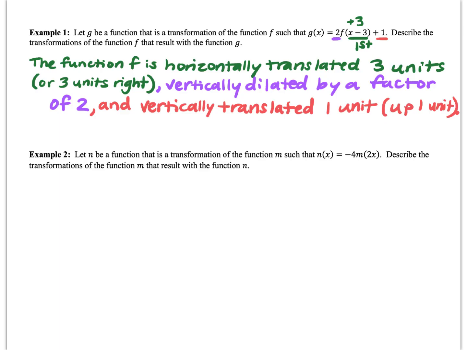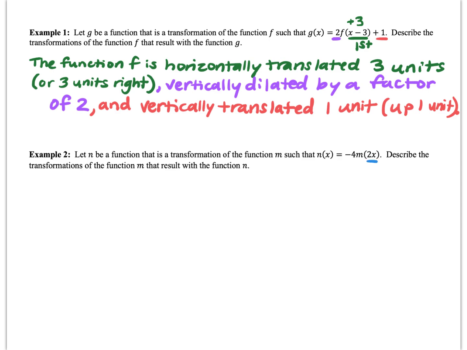Here's another example. We're going to let n be a function that is a transformation of another function m, such that n of x equals negative 4 times m of 2x. Let's describe the transformations of the function m that will result in the function n. Again, I want to start on the inside and work my way out.